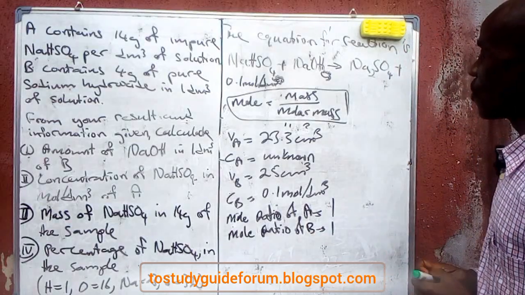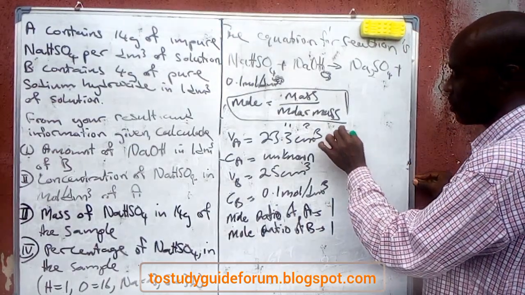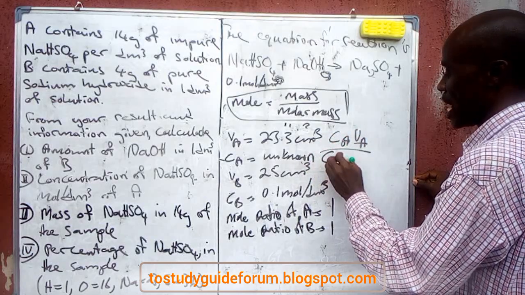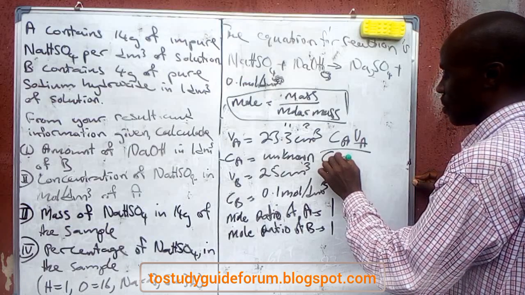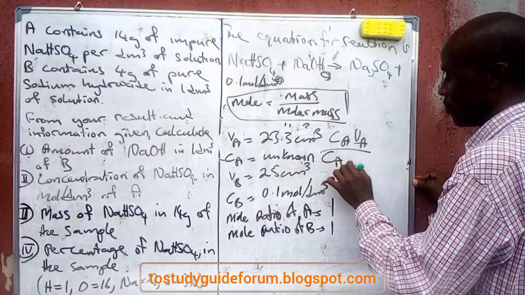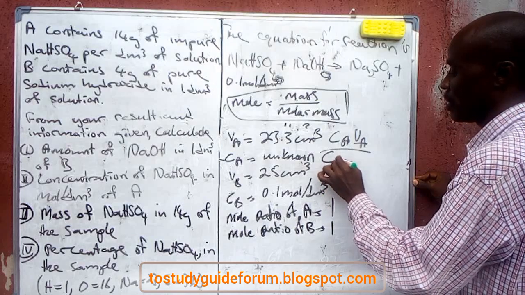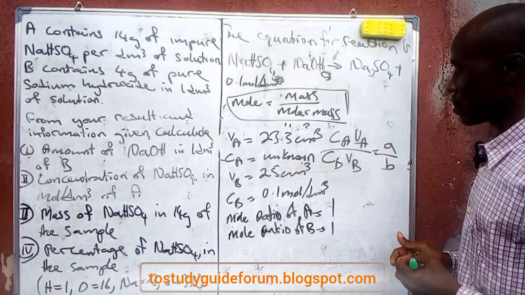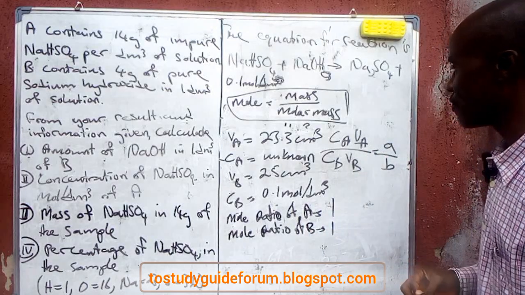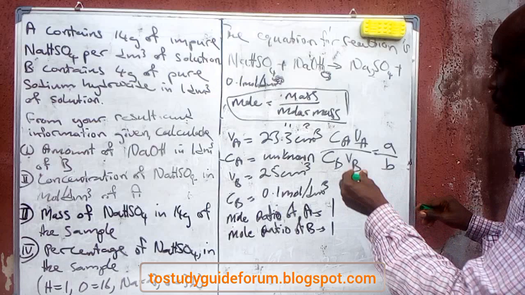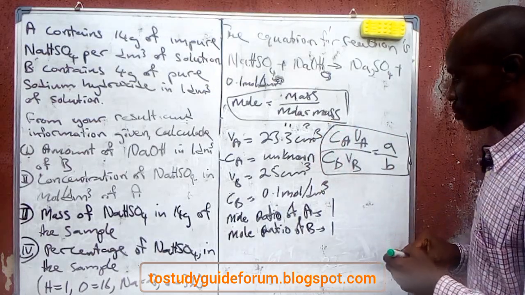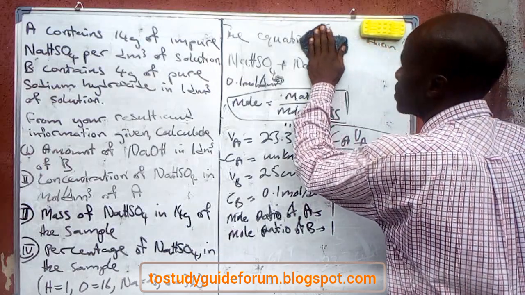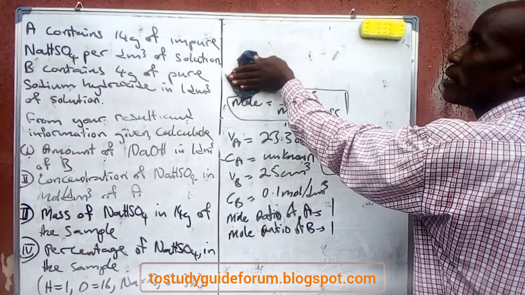So now we can use our formula, which is CA VA over CB VB equal to A over B. That's for the mole ratios that we have. So the next thing we are going to do is to substitute this. This is what we have here. Substitute the numbers that we have. So in that case, let's go up a bit.